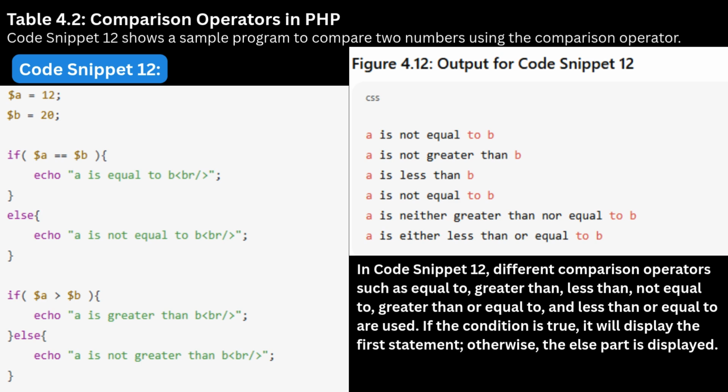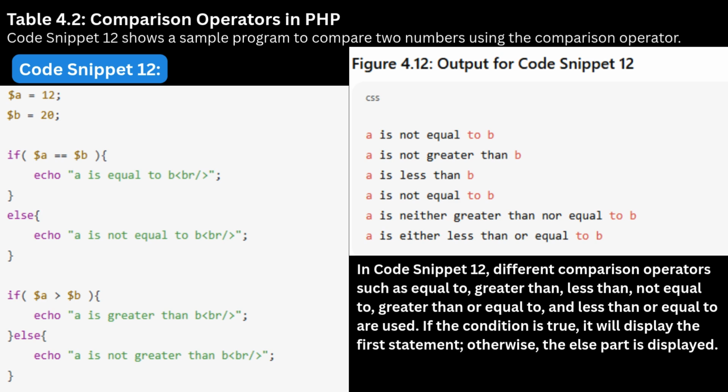This time, since 12 is indeed less than 20, the condition evaluates to true, and the program prints "A is less than B." Further comparisons follow, checking for not equal, greater than or equal to, and less than or equal to. Each condition is tested one by one, and depending on whether it evaluates to true or false, PHP displays the appropriate message. On the right side of the slide, Figure 4.12 shows the output generated from these comparisons.